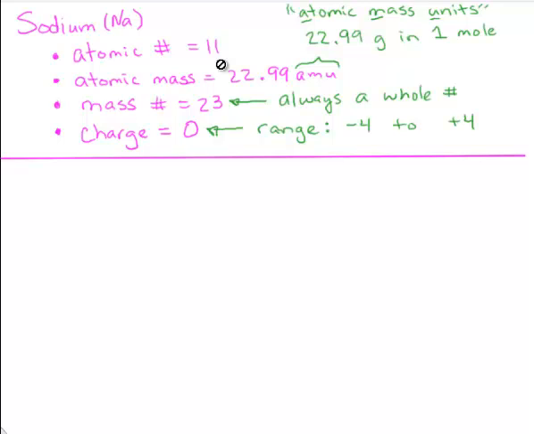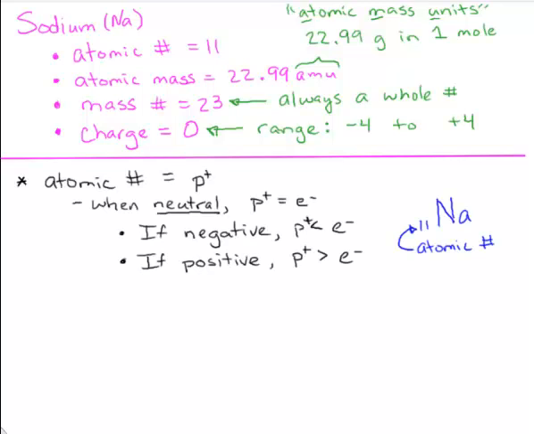Then our mass number is, in this case, going to be 23. It's always going to be a whole number for us. And right now, we're just simply going to round the atomic mass to get the mass number. It's not actually what you are supposed to do, but for the time being, it's going to suffice. We'll learn the correct way to identify a mass number in the future. Finally, the charge. The charge in this case is going to be 0, but charges will range from -4 to +4.